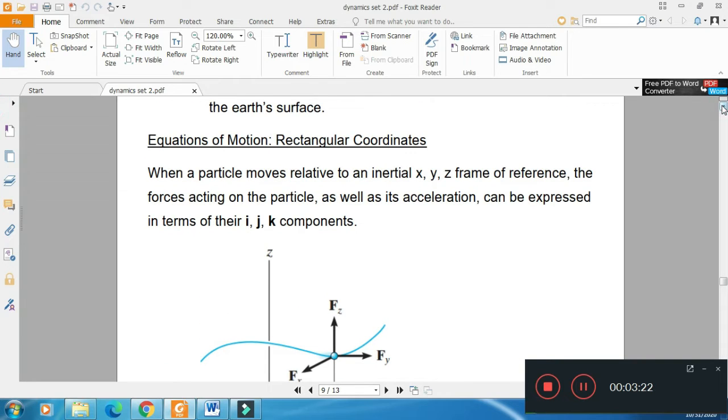In the rectangular coordinate system, any vector is written in three components in general. There are x, y, z axes, and the corresponding unit vectors are i, j, k. So if the force is acting on a particle in general, it will have three components: Fx, Fy, and Fz. Similarly, acceleration is a vector. It will have three components: ax, ay, and az.